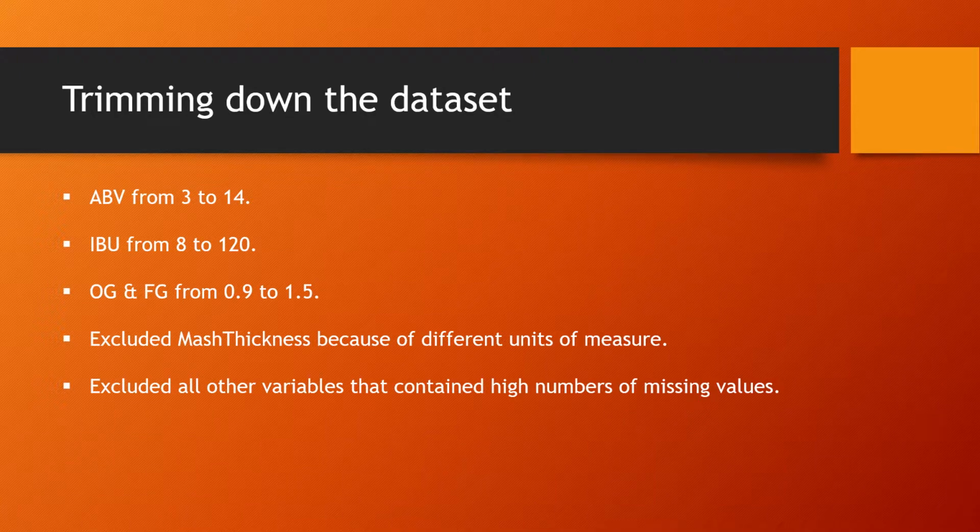I decided to trim down my data set. I decided to trim it down based on alcohol by volume, something in the range of 3 to 14, which is average, which is what we see out in bars and brew pubs. IBU 8 to 120 for human perception. OG and FG somewhere in the 0.9 to 1.5. I excluded mash thickness because of the different units of measure, metric and Plato. I also excluded the variables that had high missing values.